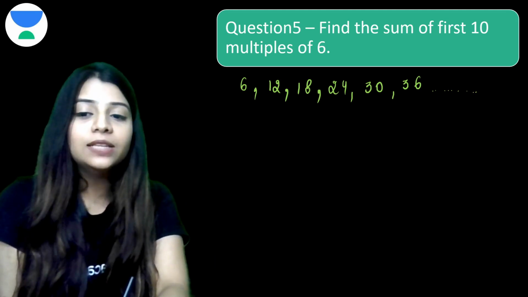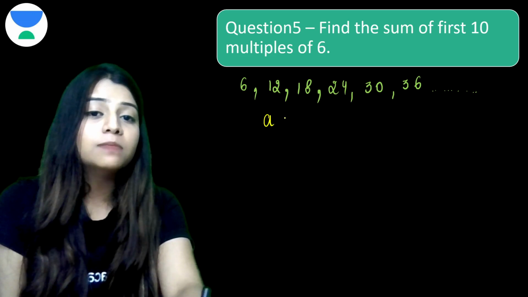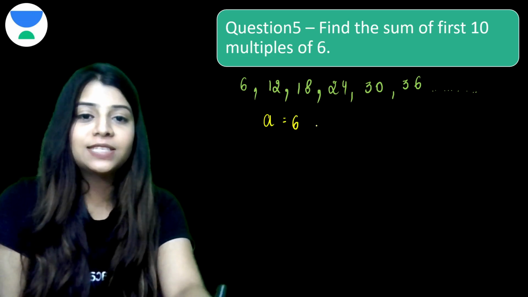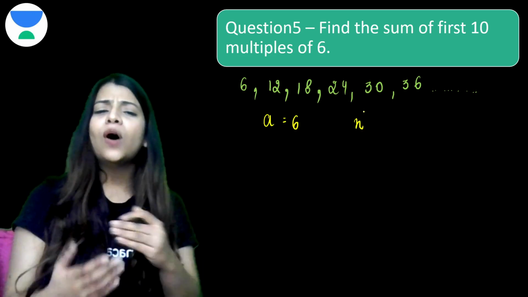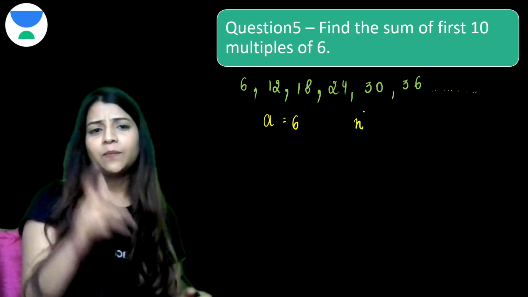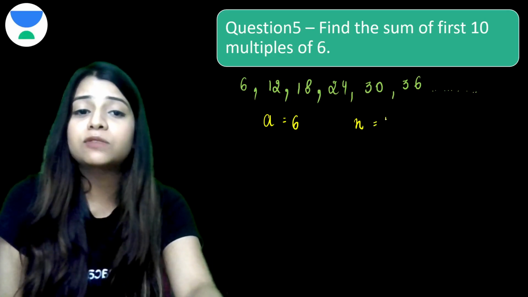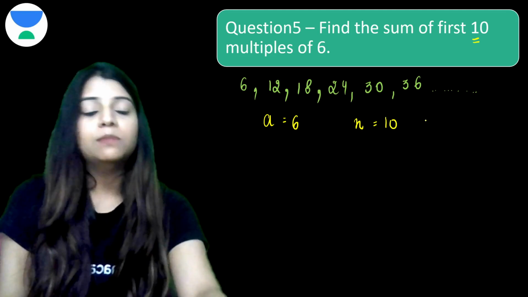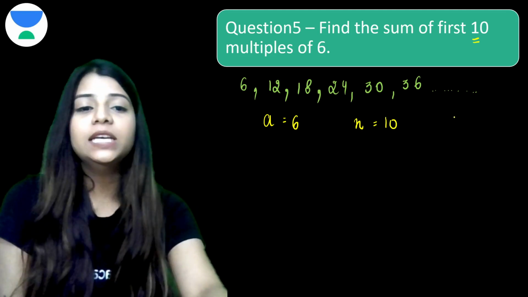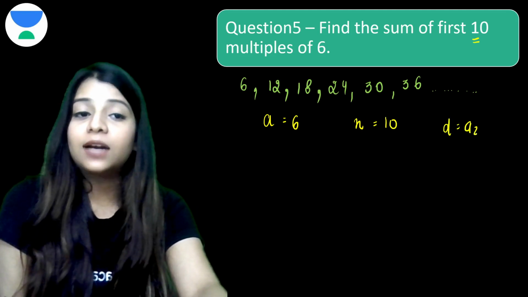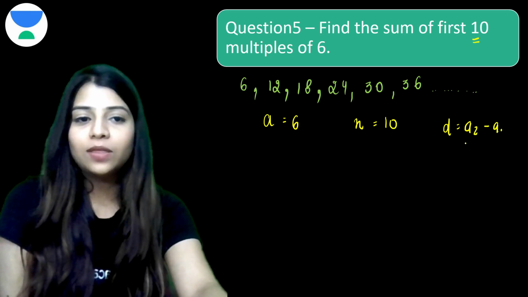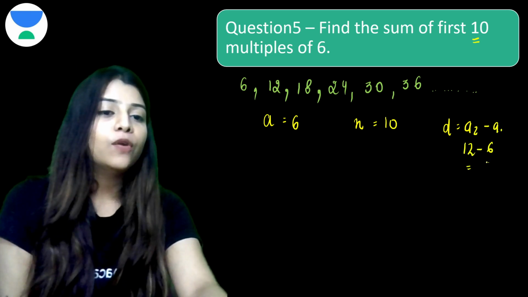All right, so in this expression, our a, that is the first term of the AP, is 6. Our n, that is for how many terms I have to calculate, is 10, because we have to calculate for 10 terms. And of course, d is a₂ − a₁, that is the second term minus the first one, that is 12 − 6, which is 6.